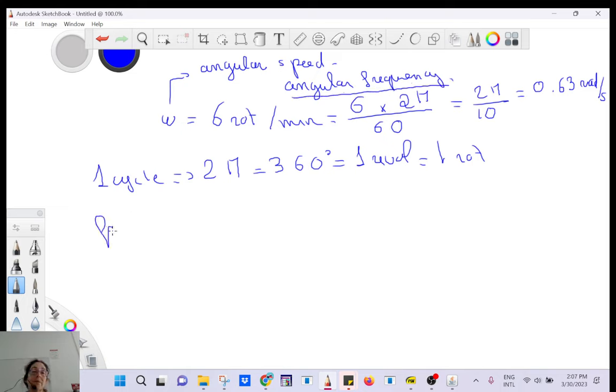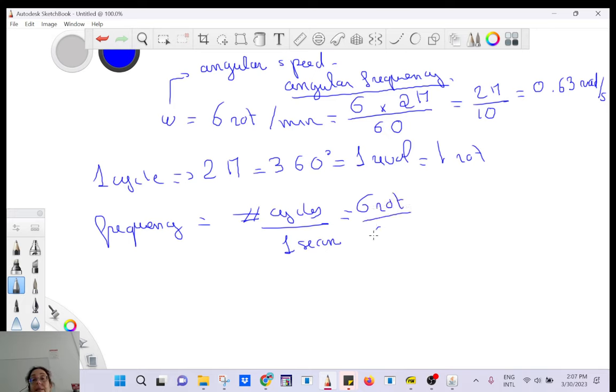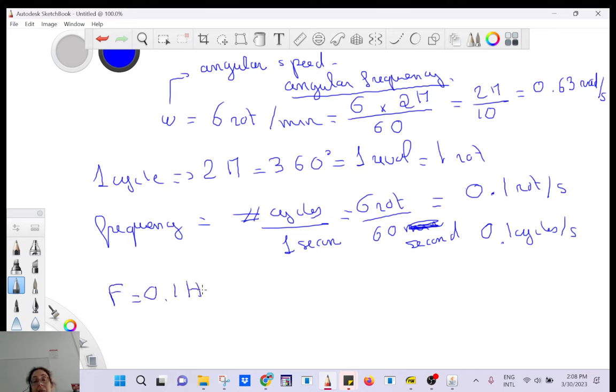So if I want the regular frequency, the frequency is going to be the number of cycles per second. How many rotations in 1 second? You have 6 rotations in 60 seconds, so it's going to be 0.1 rotation per second, or 0.1 cycles per second. So that means the frequency is 0.1 hertz in that case.